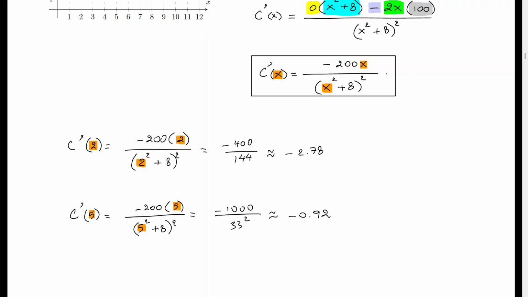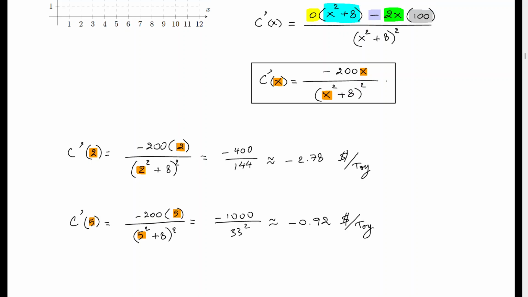Now remember, the cost is in dollars, so the derivative is going to have dollars in the numerator, and this depends on how many toys you're making. So it's basically dollars per toy is the unit of this function. The regular cost would be just dollars, and here it's dollars per toy.